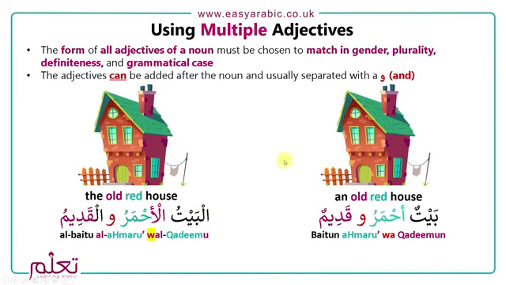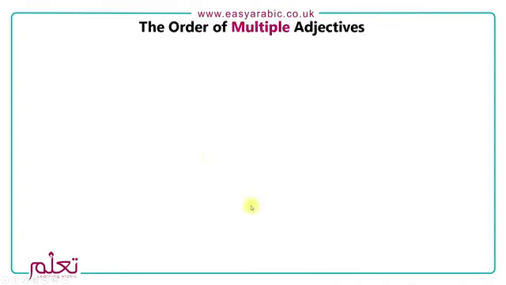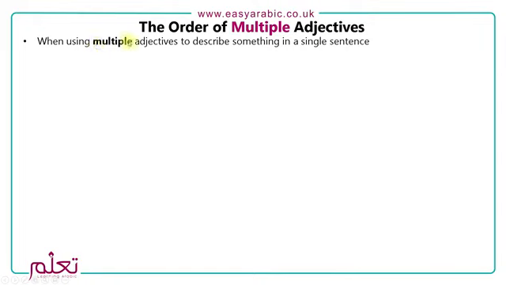Okay, so the question is, is there a correct order of the adjectives? You know, should old come first or red come first? The answer is absolutely. So when using multiple adjectives to describe something in a single sentence, there is an order to follow, and this is the order that's followed generally in English. Okay, and we then normally apply this in the same way.